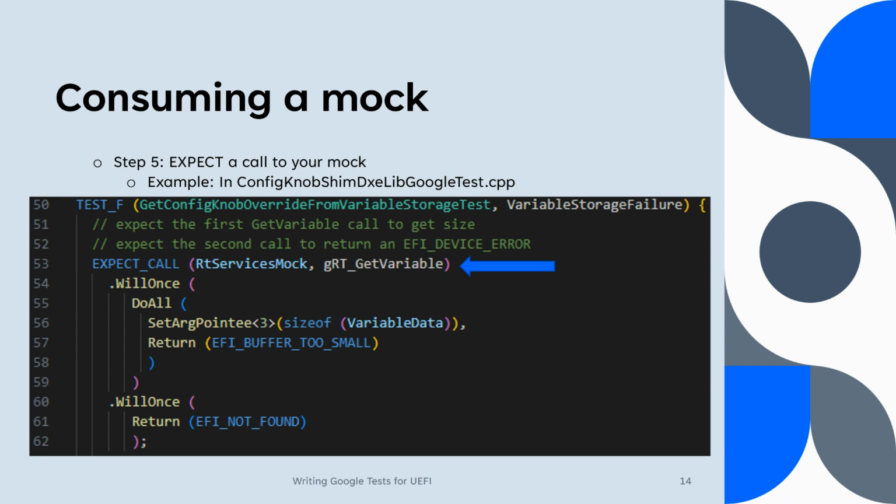There are many, many ways to tailor the expect call function to do what you need, so I highly suggest skimming through the Google GMock documentation and keeping it as a reference. In this example, we're going to use the WillOnce method to say that the first call to this mock function is going to set the value of the fourth (index 3) argument, which is DataSize, to be the size of VariableData, one of the variables initialized by the class. We're then going to return EFI_BUFFER_TOO_SMALL, which is the expected first return status. Our second use of the WillOnce method says the second call to this mock function will return EFI_NOT_FOUND because this is a failure test.